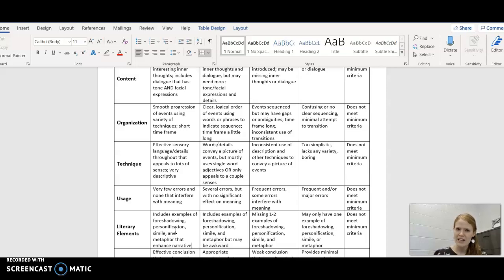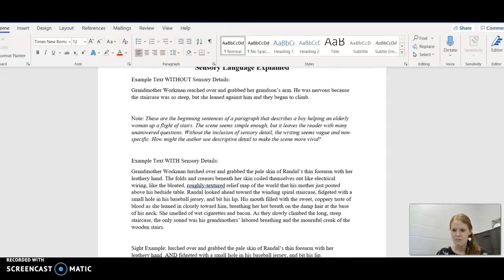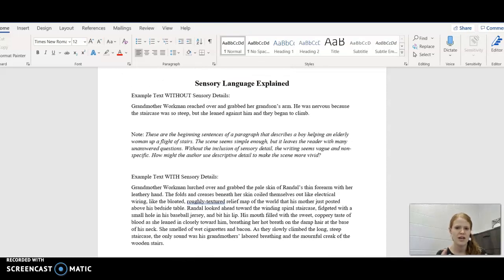So hopefully that example of sensory language, as well as the examples of figurative language, gets you going and helps you understand what I'm looking for. I will make sure I post this to Teams so that you guys have it. If you have any questions at all about your narrative or what to do, please let me know.